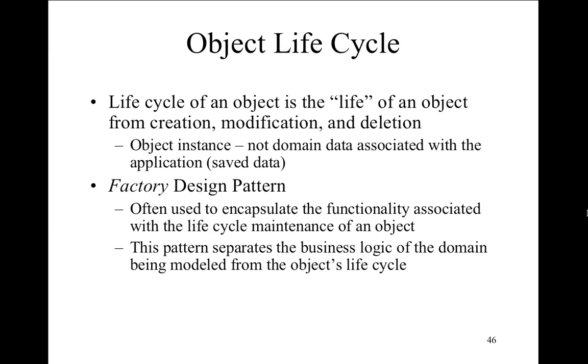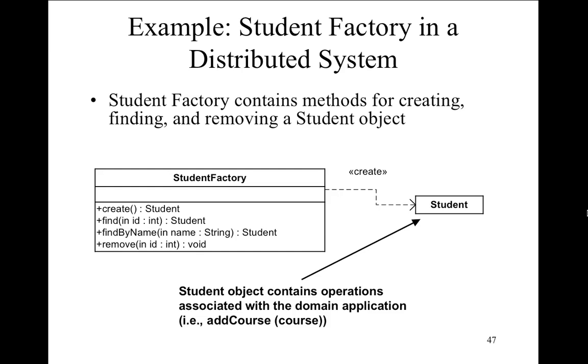So here's an example of a student factory in a distributed system to give you a little perspective on what this terminology is referring to. The student factory contains methods for creating, finding, and removing a student object. And so the student factory here, we have the creates, and this again is another entity relationship slash class model, class diagram. This is actually UML notation, meaning that we have a method to create. The object is created. It contains operations associated with the main application to add a course, find, remove, find students, all sorts of different things that might be associated behavior-wise with this object that might communicate with another object.